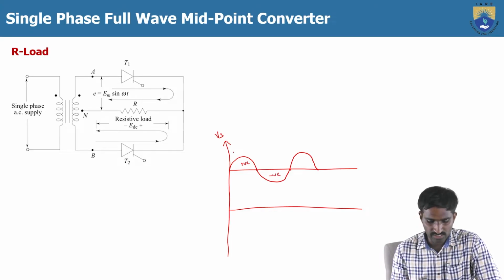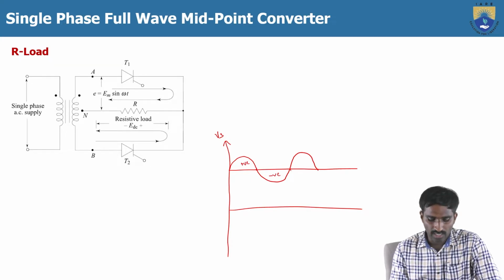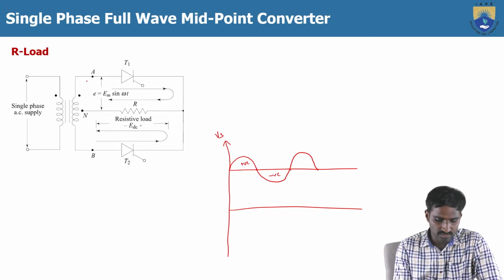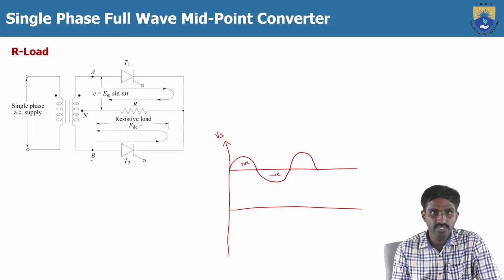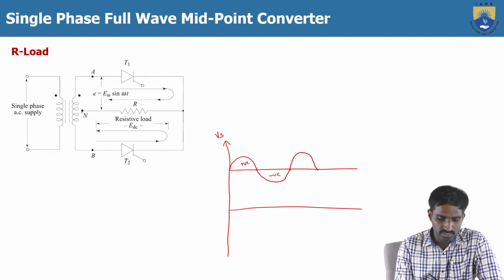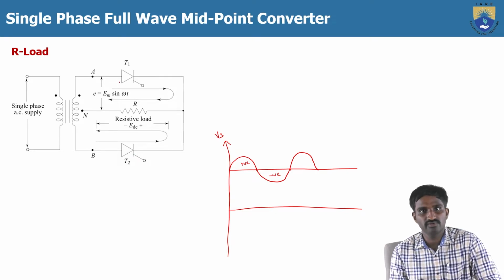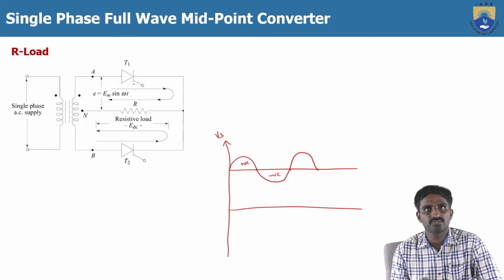During the positive cycle, the thyristor T1 will conduct, and during the negative cycle, the thyristor T2 will conduct. There are three terminals, namely A, B, and the center terminal of the transformer, which is N. When A is positive with respect to the neutral terminal, the thyristor T1 will conduct. During this time, N is positive with respect to B, so the thyristor T2 will not conduct. Only the thyristor T1 will conduct by giving the gate pulse to the thyristor T1.